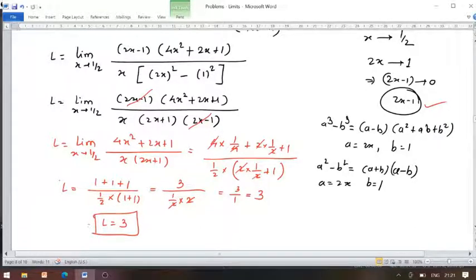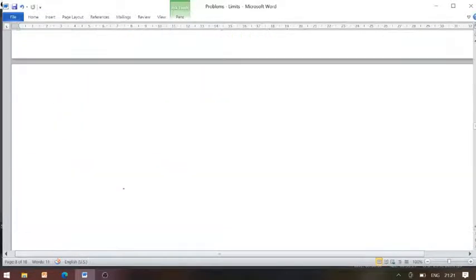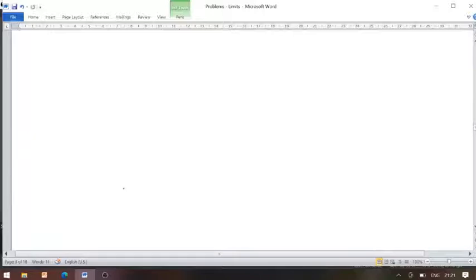Now we will move forward to the next method of evaluating the limit, that is the method of rationalization. So how to identify that the given limit can be solved by using the method of rationalization? Keep in mind, suppose we have the limit as x tends to a of the rational function f of x divided by g of x.